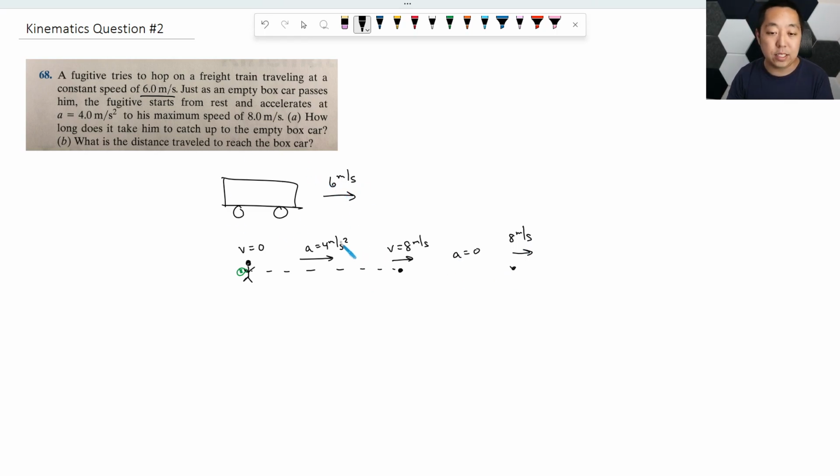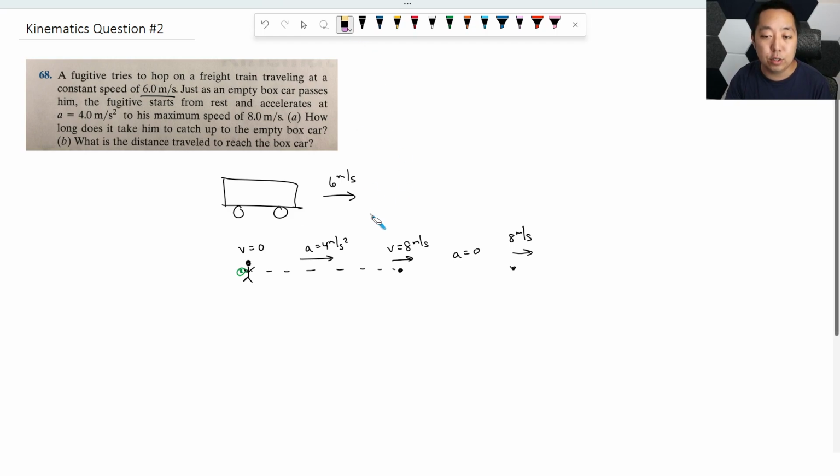Now, there's a couple things that we don't know. We don't know if he's going to intersect the cart while he's accelerating, or after he's reached his max speed. He'll intersect at one point or another, so that's something we don't know. So let's pretend that maybe it intersects somewhere here, while he's accelerating. I'm just assuming that. I don't know that that's true, but you have to assume one way or the other.